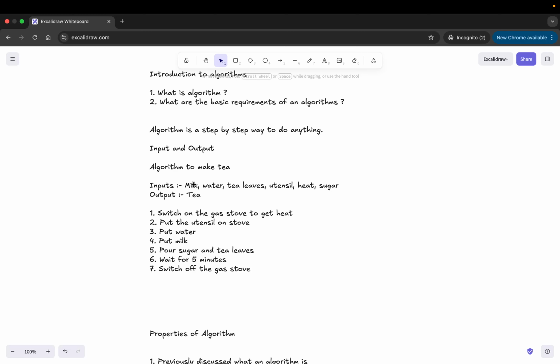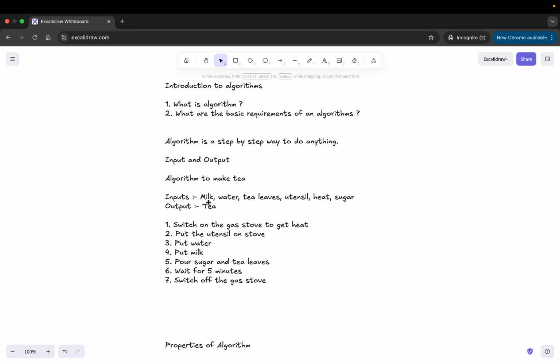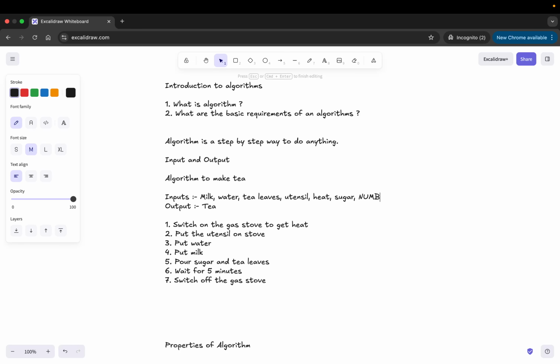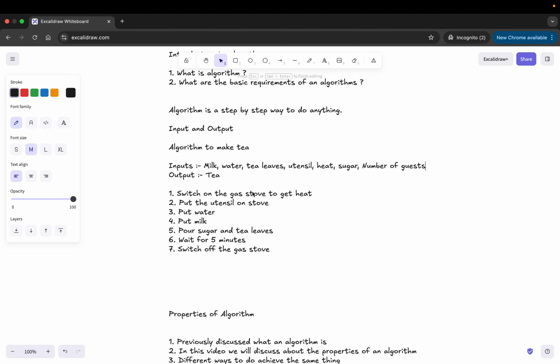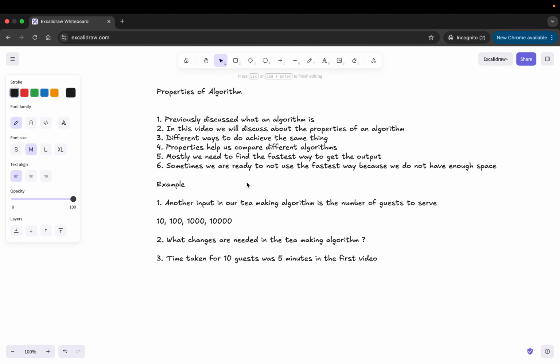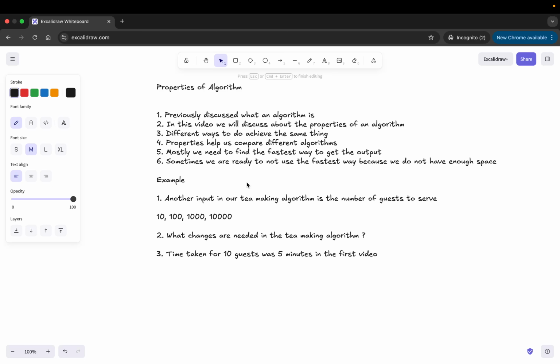Now, as you can see, the inputs for making a tea were milk, water, tea leaves, utensil. We need heat, as in gas or stove, and sugar. Another input that might come in making a tea is the number of people, number of guests for whom we are making the tea, and output was tea. Now, in this video, we'll talk about different properties of an algorithm.